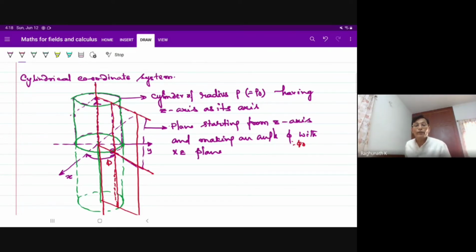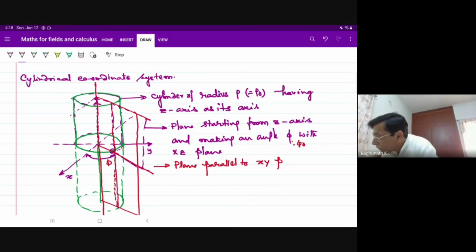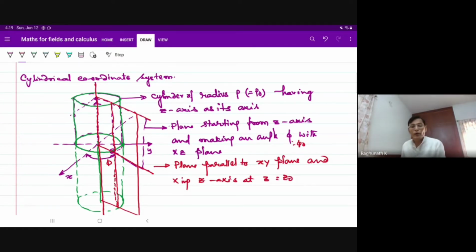How to go to the point? A plane parallel to the xy plane and intersecting the z axis at z equal to z naught. This line, whatever is produced, this vertical line, and z is equal to z naught definitely is a horizontal plane which cuts the line at this particular point, because of which the point will get the coordinates rho naught, phi naught, and z naught. Check it, please.